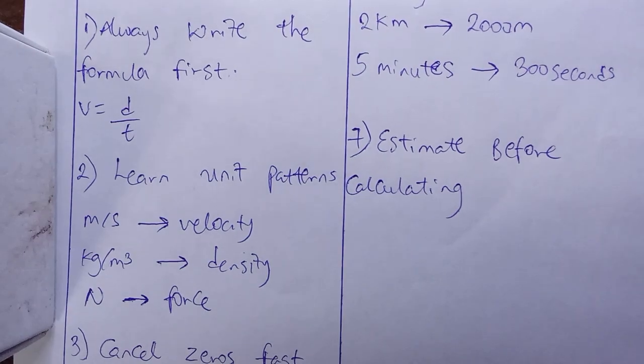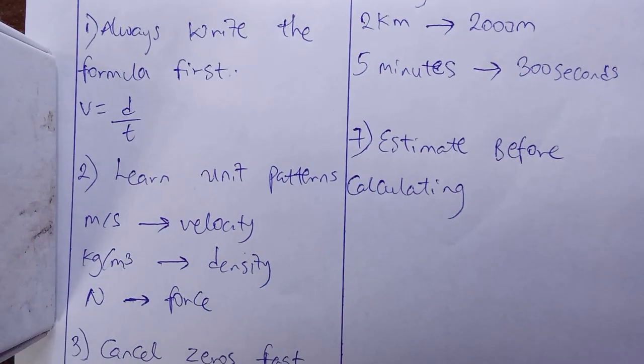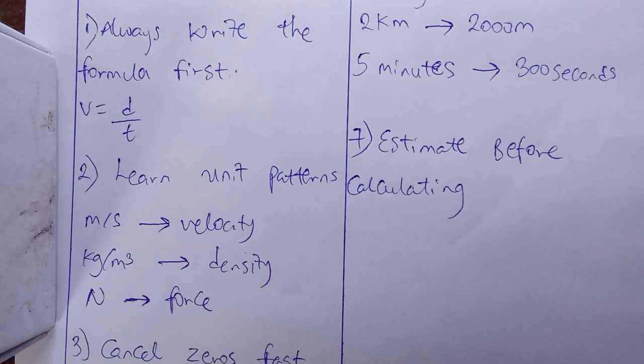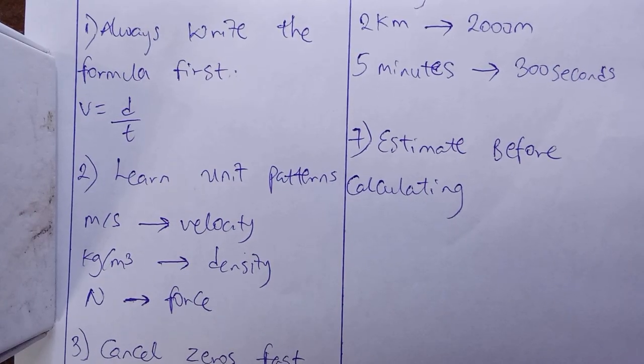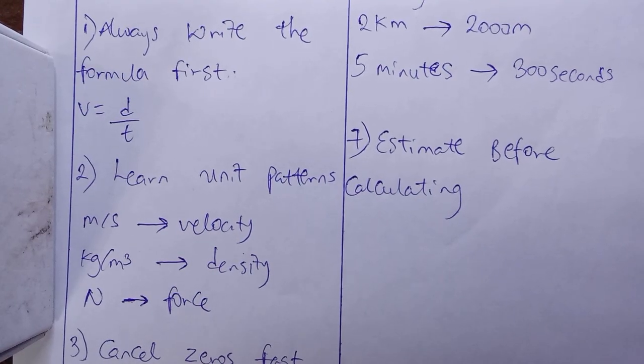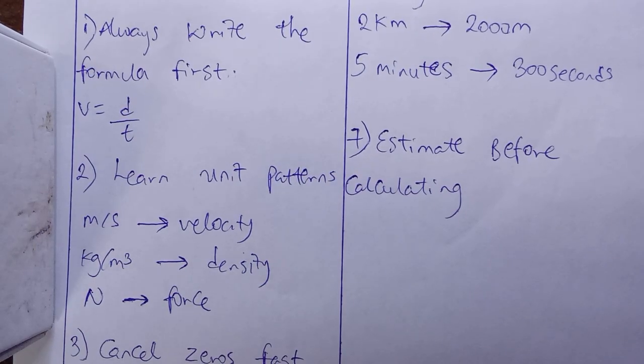So, estimate first. Questions are always real life scenarios. They can never give you a question where your speed will give you 5000 meters per second. So if you get that, you should check your units. Maybe you solved in kilometer or you solved in minutes, you did not convert your units properly, or maybe you mispunched your calculator. So check it very well. That's what I mean by estimate before calculating.